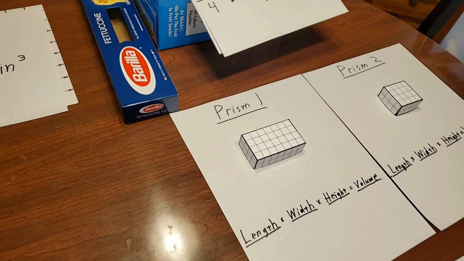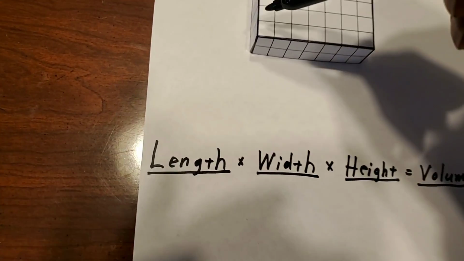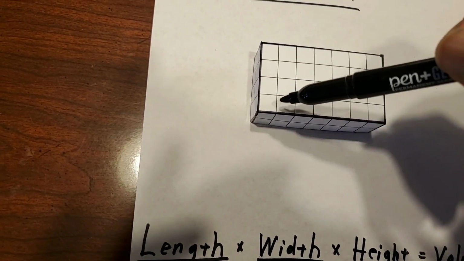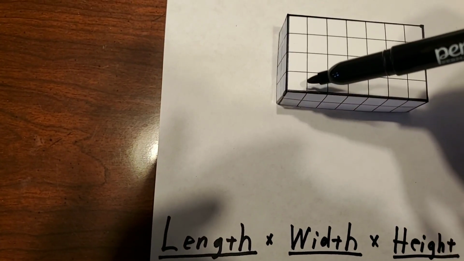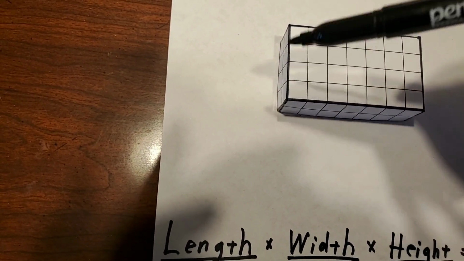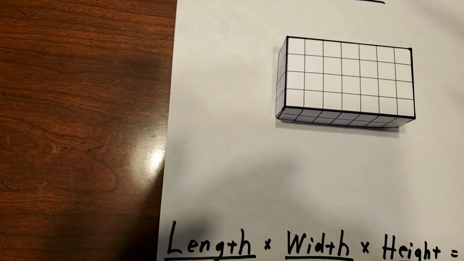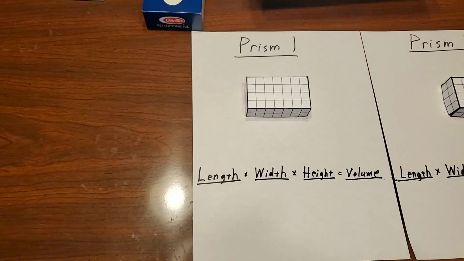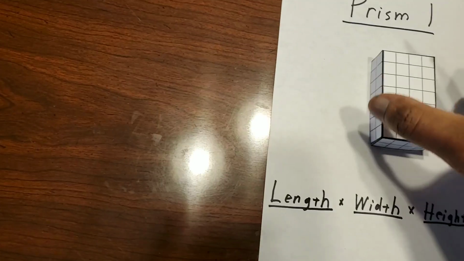Okay. Now, before we go find the length, width, and the height, let me remind everybody that these squares right here all measure in centimeters. So from here to here is a centimeter. This is a centimeter. This is a centimeter. So each individual square measures a centimeter in size. So let's go ahead and get started with prism 1. Let's turn it this way.